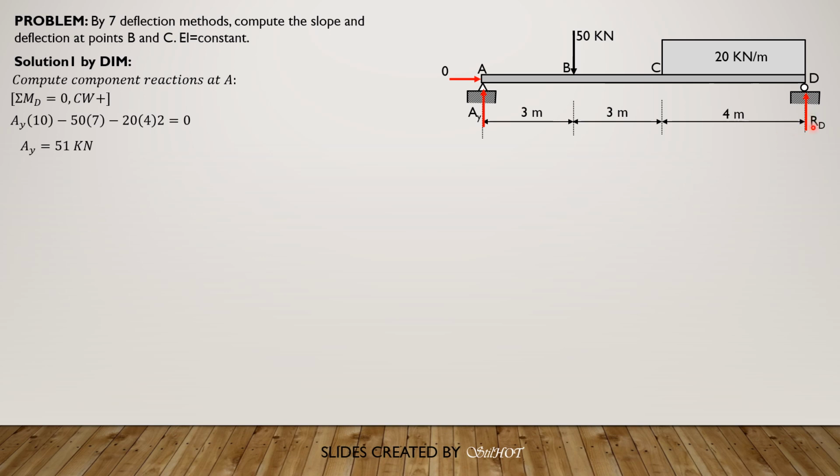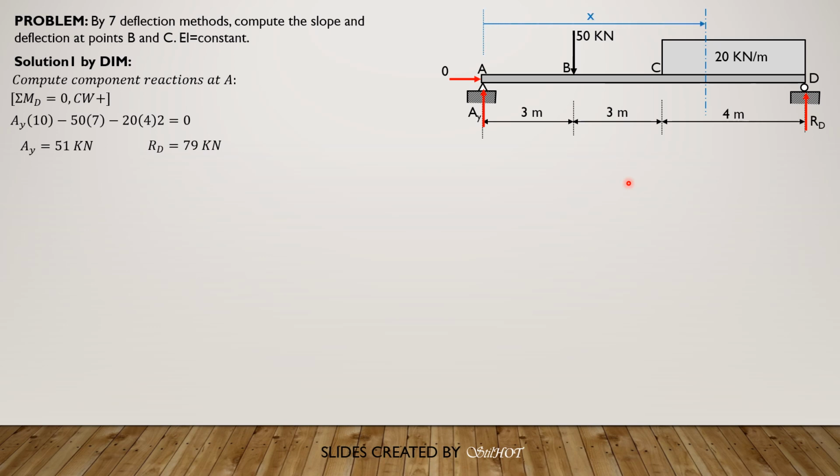Likewise, I will not show it anymore. R sub D is equal to 50 plus 20 times 4, 130, minus 51. So R sub D is 79 kilonewtons upward. So we section this last segment of the beam so that we can write our moment equations.